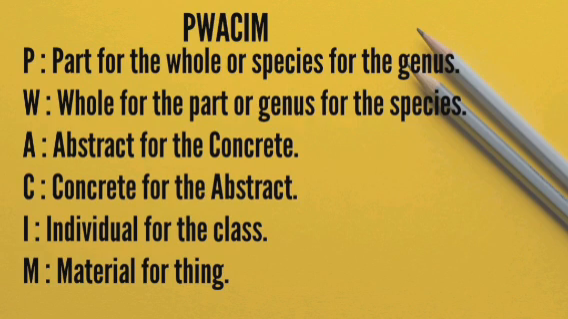Similarly, along with it I said genus for species. W refers to whole for the part, and genus for species. So the opposite process is over here. Here the genus is being mentioned, and the species is being meant. Clear?